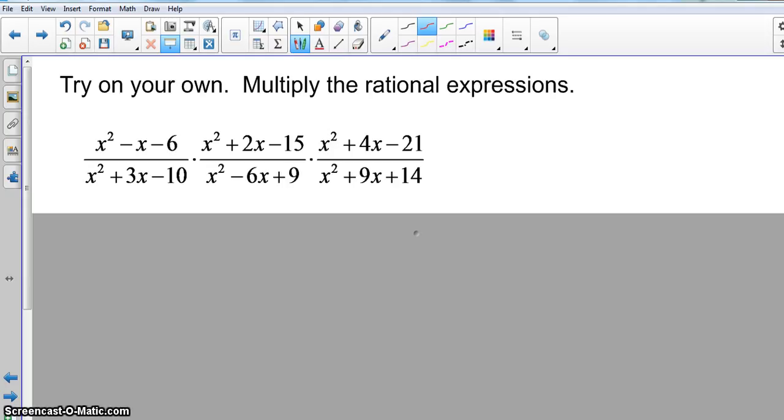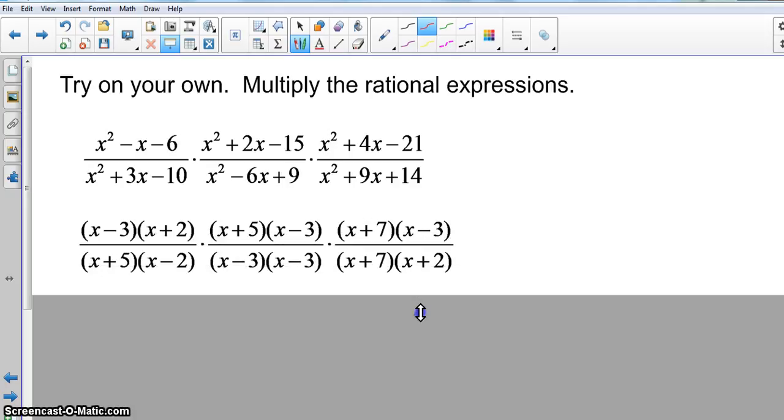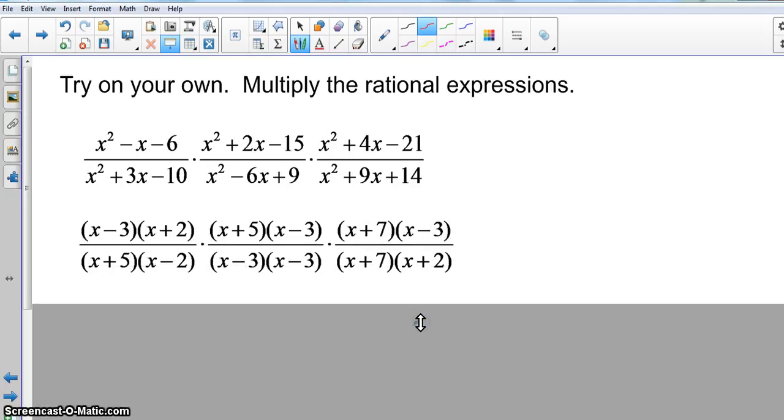Alright, so hopefully you were able to do this on your own. So again, like I said, the first step was to factor. So when I factored all this, these are all just regular trinomials with a coefficient of 1 for the x squared, so I was able to factor these in my head with the 2 sets of parentheses. So you can check to make sure you got your factors correct. Before I actually do multiply now, I want to look to cancel. So again, I can cancel up and down within the fraction, or I can cancel diagonally.